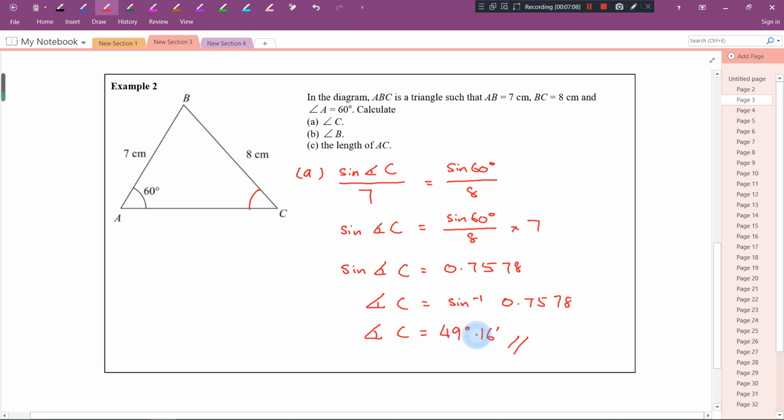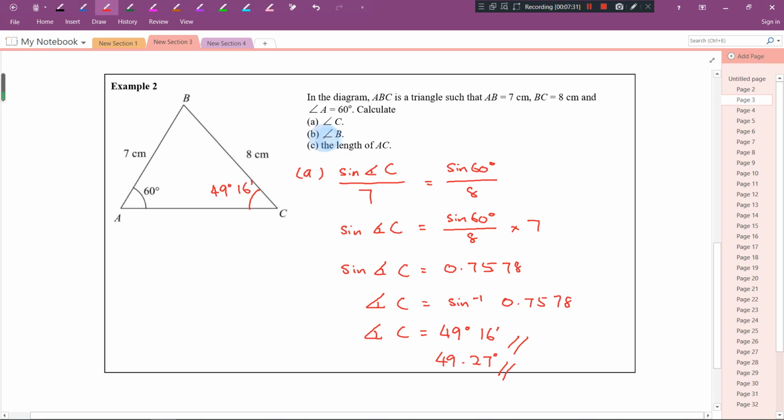So if you don't want to give your answer in this form, you can also give your answer in another form, which is 49.27 degrees. Both are correct. Once I get the answers, I will label the answer on the diagram. So 49 degrees 16 minutes.